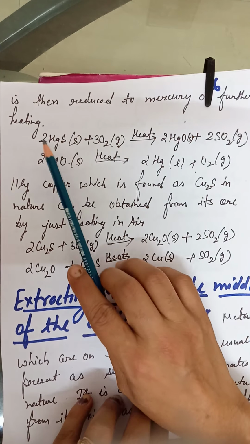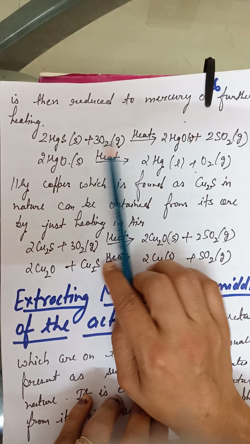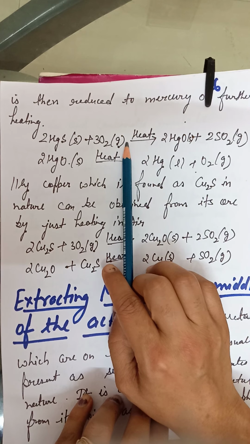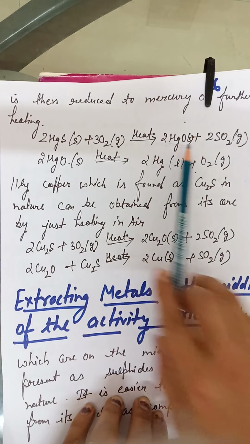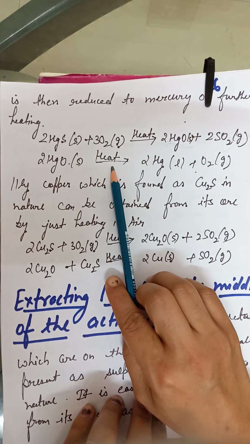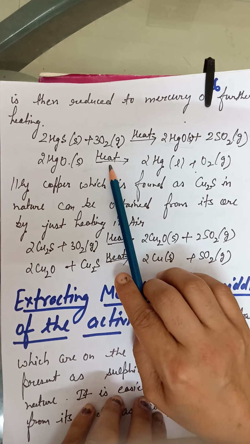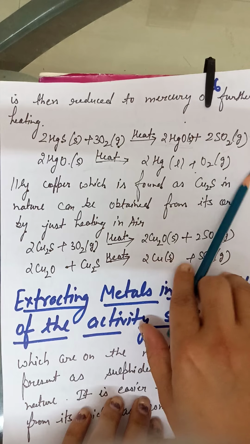As the equations are given here, 2HgS plus 3O2. So this is the supply of oxygen or heat we are giving there. So they are converting into mercuric oxide, that is HgO, with the evolution of sulfur dioxide, and then mercuric oxide is heated. When we are providing further heat to it, then they are converted into the pure metal, that is the mercury alone, with the evolution of oxygen.